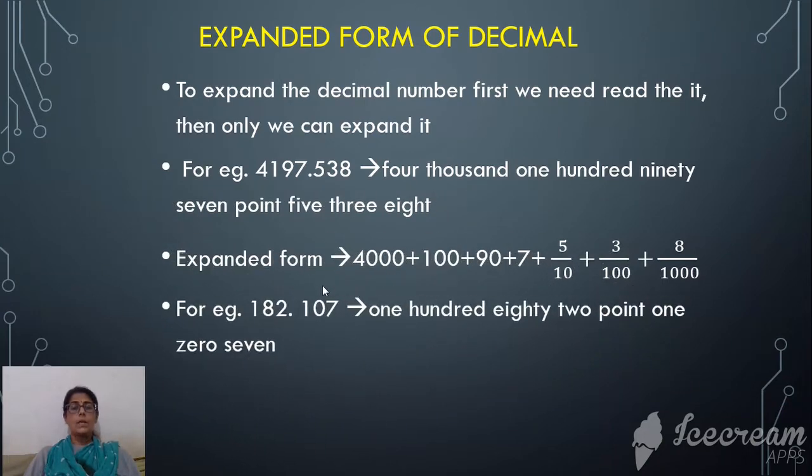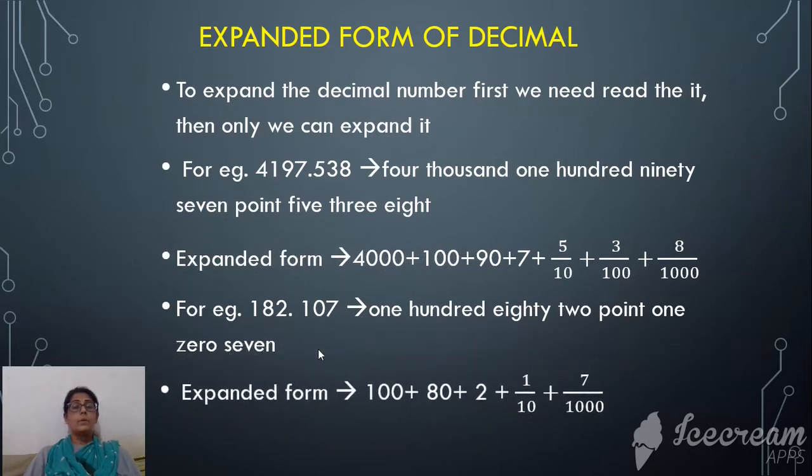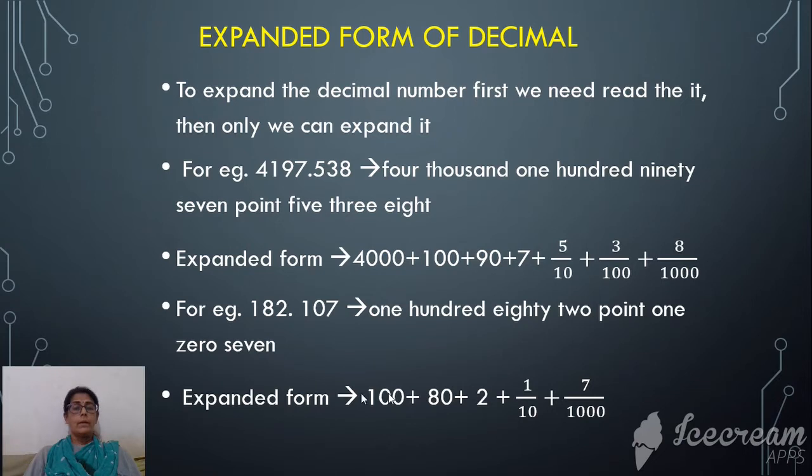Here the number is given: 182.107, right? So how will we expand this? We will write this as 100. Then 8 is in the tens place, so 80. Then 2 is in the ones place, so 2 as it is. So 100 plus 80 plus 2.